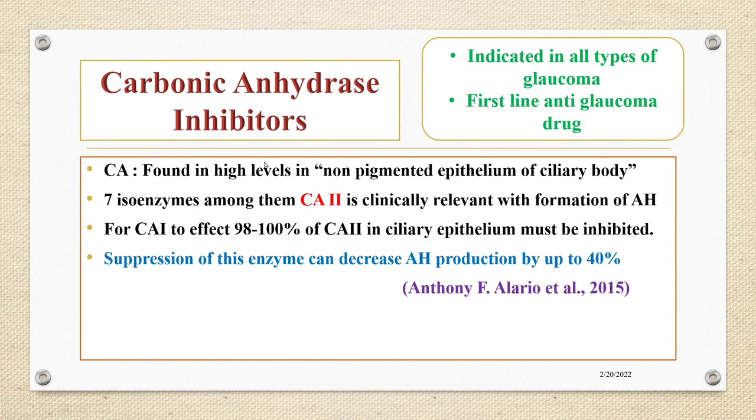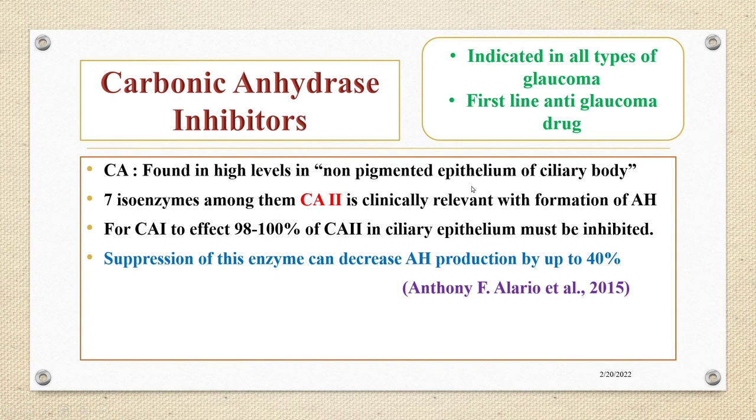Coming to the carbonic anhydrase inhibitors, along with the beta blockers, carbonic anhydrase inhibitors are also a first line of anti-glaucoma drugs. They can be indicated in all types of glaucoma, because whatever the type of glaucoma, we are going to decrease the production of aqueous humor. So it will work in any type of glaucoma.